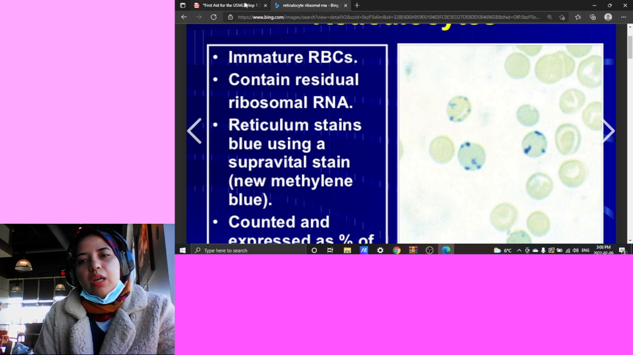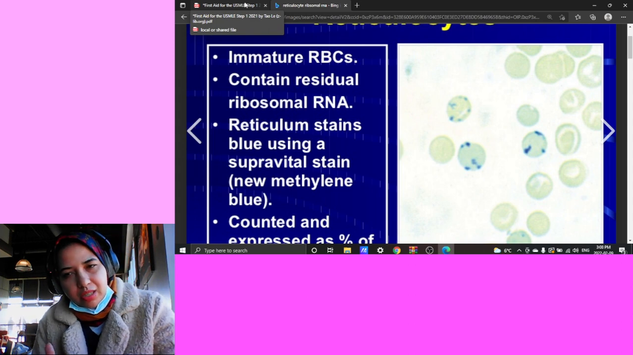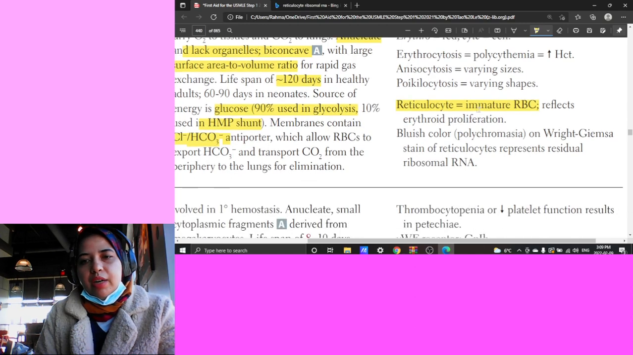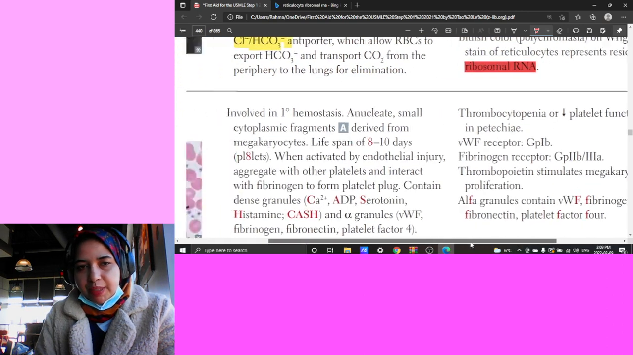You're definitely going to get a question on that. You're going to see this picture that looks like an RBC, and you're seeing these little blue dots. If they ask what that is, that is ribosomal RNA. That is very important for you to be aware of. I'm going to highlight that in red so that you remember it.